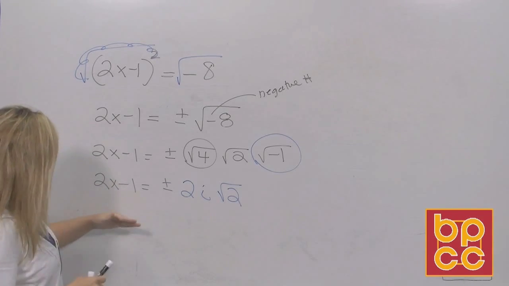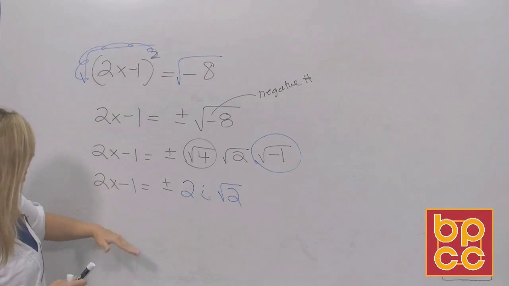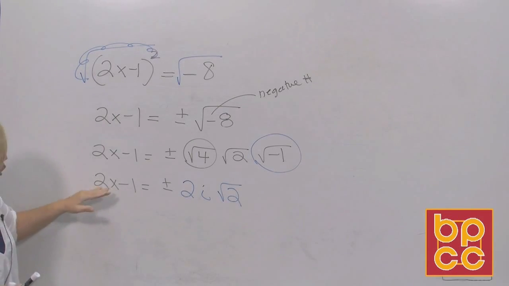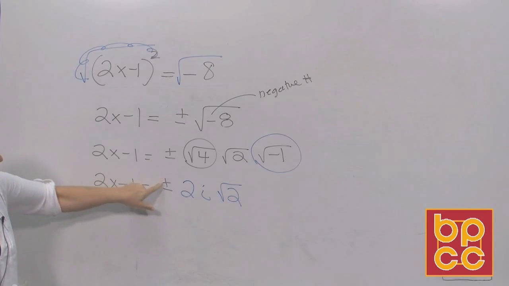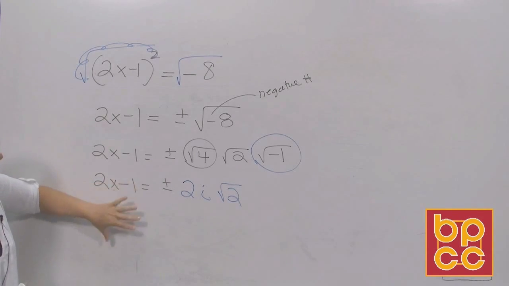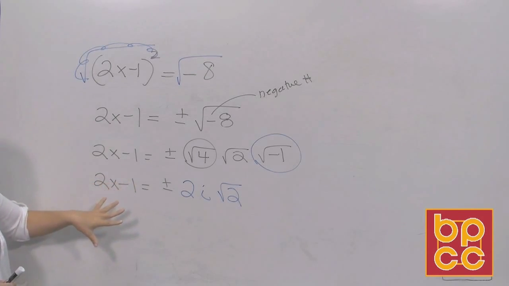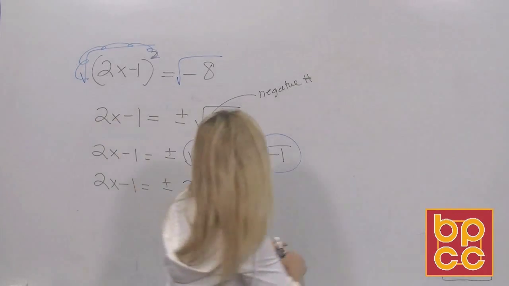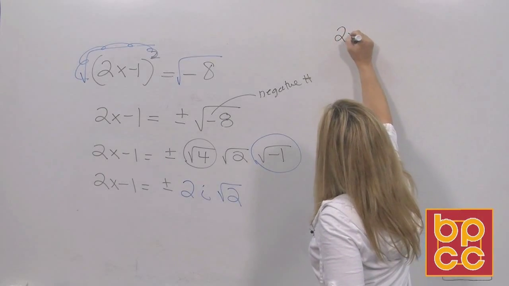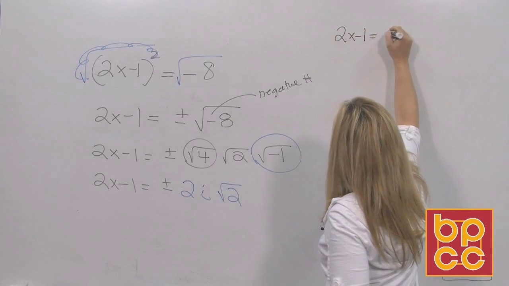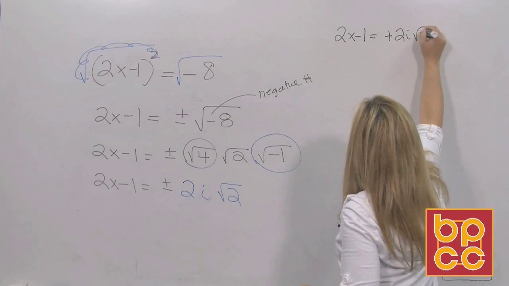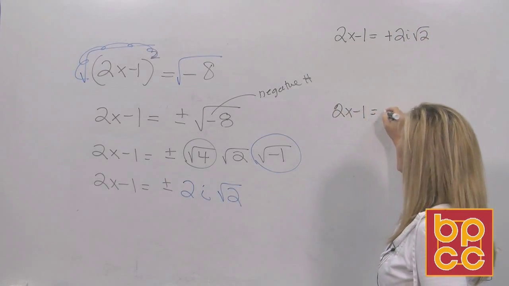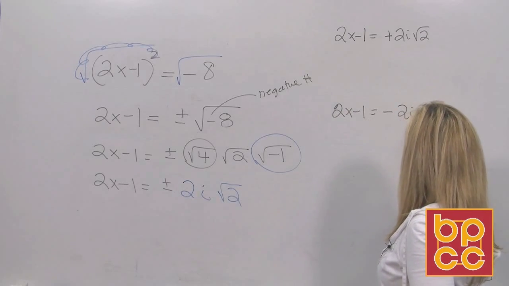So now we've got everything done except, is x by itself? No. You can't move stuff right now because this is a plus or minus. So you can't move these terms yet. You have to physically write how many equations? That's correct. We have to write 2 equations. So our 2 equations are going to be 2x minus 1 equals positive 2i square root of 2, and 2x minus 1 equals negative 2i square root of 2.